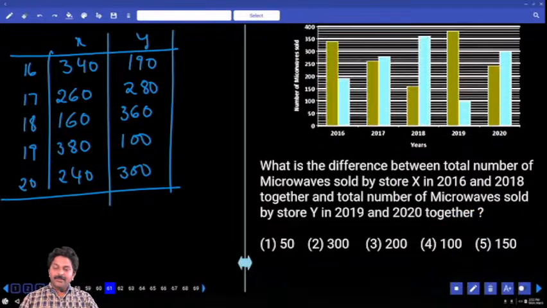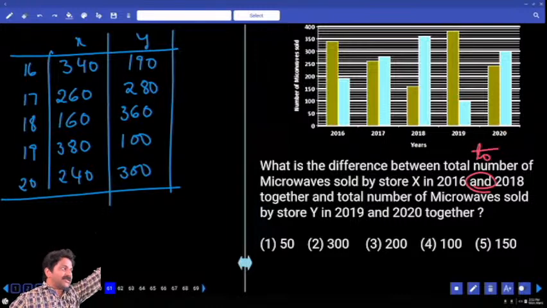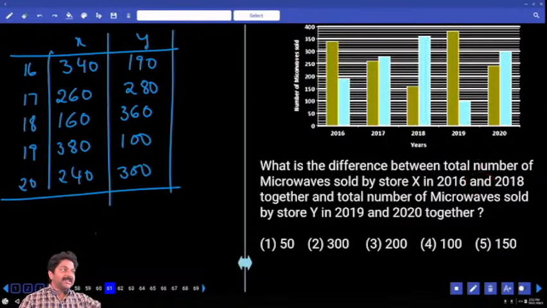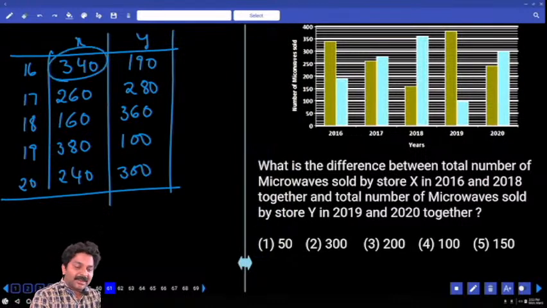Right, now let's start. What is the difference between total number of microwaves sold by store X in 2016 and 2018? Be careful, sometimes in place of "and", they'll write "2". 2016 to 2018, that means 16, 17, 18. 3 years data you need to consider. Okay, na? In the examination hall, at that speed, if you skip this word, in place of "and" if there is 2, there is a possibility that you may consider it as 2016 and 2018. So the connective words are important.